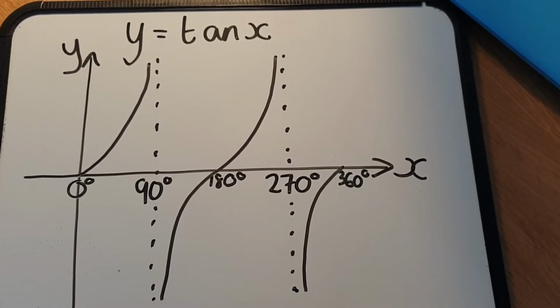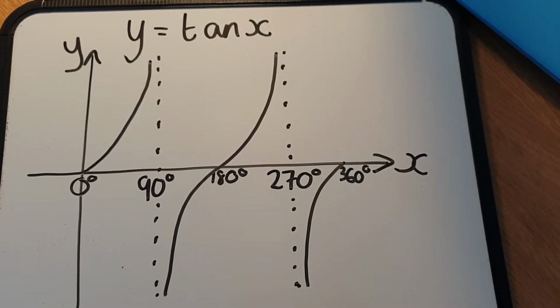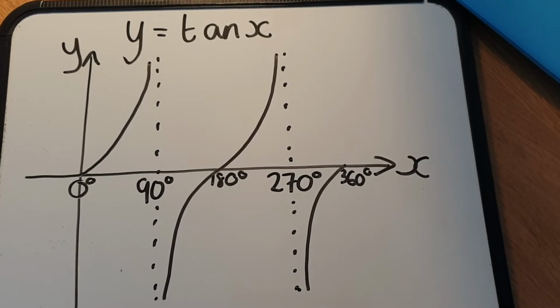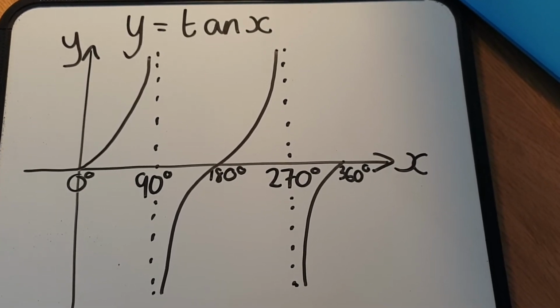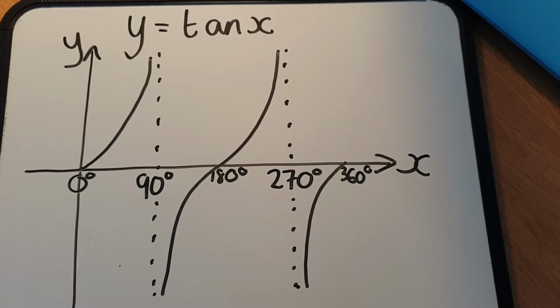So the dotted lines are asymptotes. It means the curve is not allowed to touch at those points. So if you were to type in tan 90 into your calculator, it would come up as an error, and tan 270 would come up as an error.